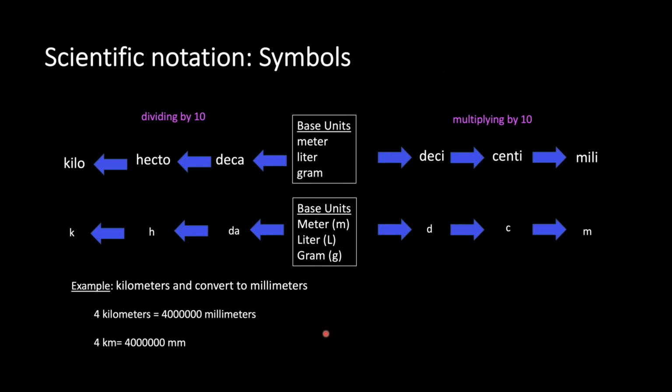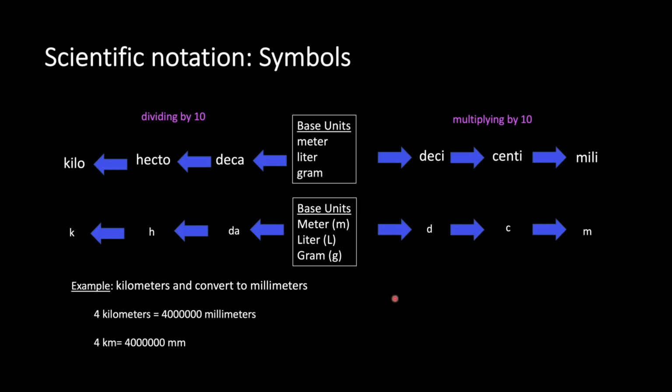So these prefixes also have symbols. Again, we use symbols because there's less to write down. Deca has DA for the symbol, hecto, h, kilo, k. These are lowercase for the h and the k and the da. For deci, lowercase d, centi, lowercase c, milli, lowercase m.